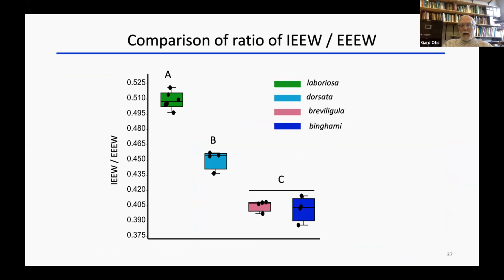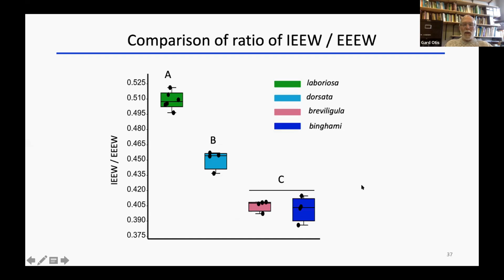I'm throwing this slide in again that Nyaton presented because when we compare the interior eye-to-eye width and divide it by the exterior eye-to-eye width, you can see here, again, our sample size is small. We need to beef this up. But Laboriosa clearly looks like it has a much larger ratio than the other three taxa. So far, at least, Dorsata here looks like it may be separated from Breviligula and Binghami at the bottom.